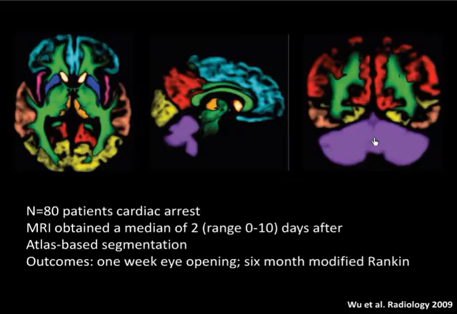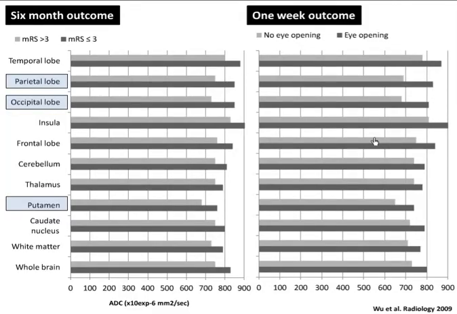And what they found was that ADC values were significantly lower in those individuals who had a poor 6-month outcome as measured using the Rankin scale. And this was particularly evident in the parietal lobe, the occipital lobe, and in the putamen.